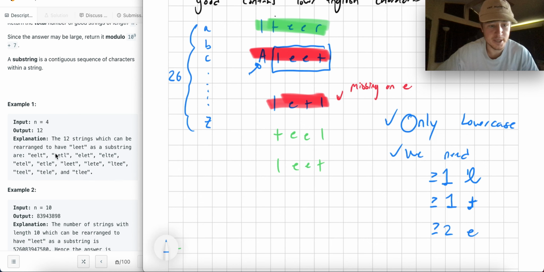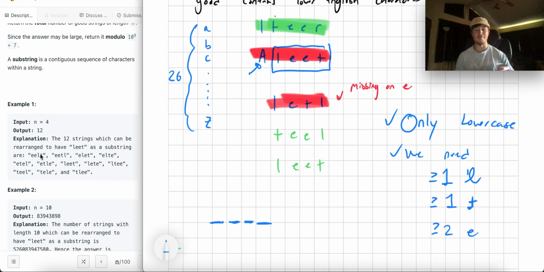We have 12, right? Because for 4 spots, let's think about it like this. Now, here's where it becomes very statistics-like. If you've taken a stats class or discrete math, you've probably been in a situation like this where you say, okay, I have an L, an E, and an E, and a T. I need that at least, and it can only be lowercase, so I only have spaces for the L, the E, and the T, and I can do any order of that, right? So I have 12 possible ways I could do it.